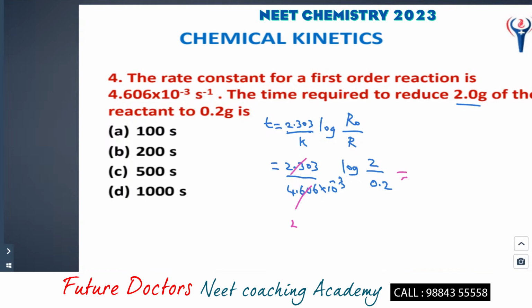This is 1 by 10 power minus 3 in the denominator. When it goes to the numerator, it becomes 10 power 3. So here by 2, so the answer will be nearly 500 seconds. So option C is the correct one. Okay. So the cancellation sums only I have given. Try to understand, this is based on first order reaction only. I have given more sums.